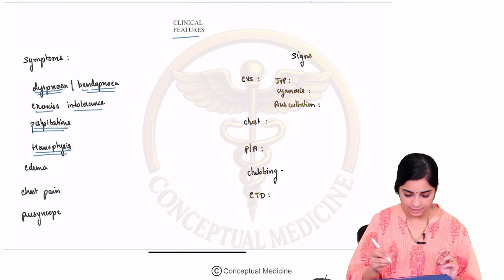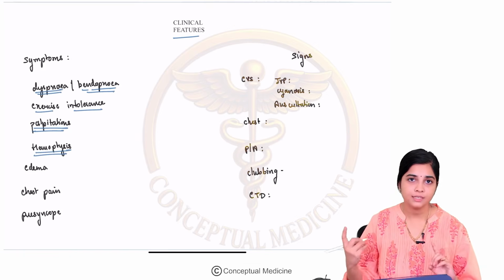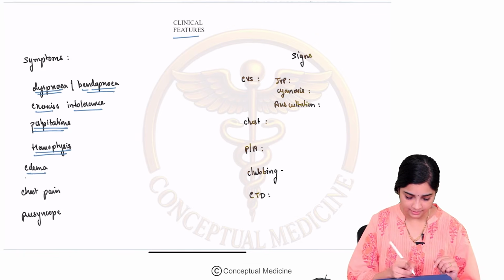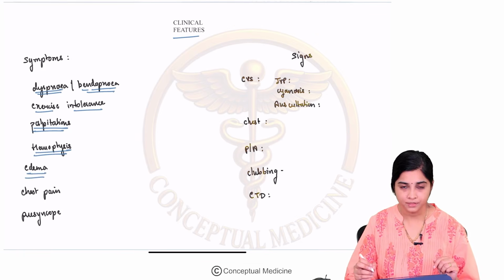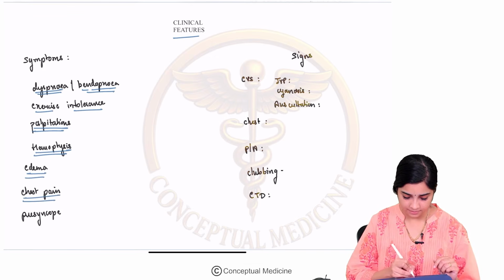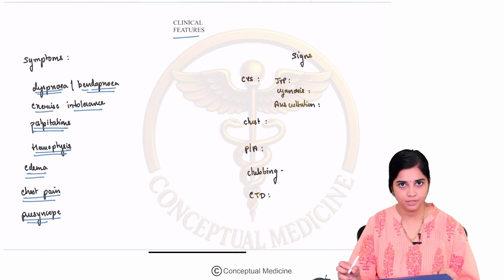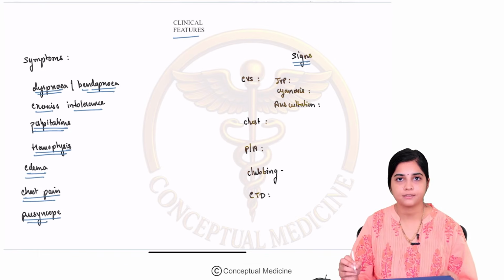Apart from that, you can have hemoptysis. And once the RV goes into failure, you will have anasarca or edema. They can have non-specific chest pain and pre-syncopal episodes as well. Now let us look at the signs.